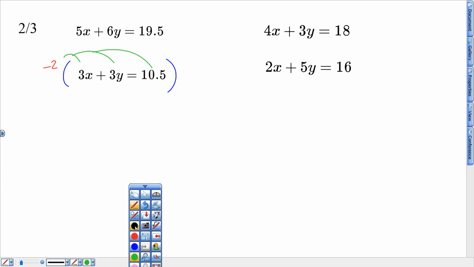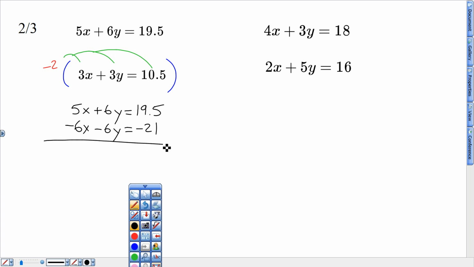If I could do that in black, 5x plus 6y equals 19.5. The bottom one after that adjustment, -6x minus 6y. And then way down there, -2 times 10.5 gives me -21. And then now I'm ready to combine them.